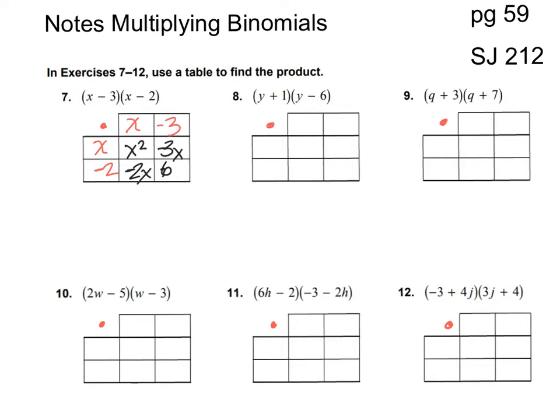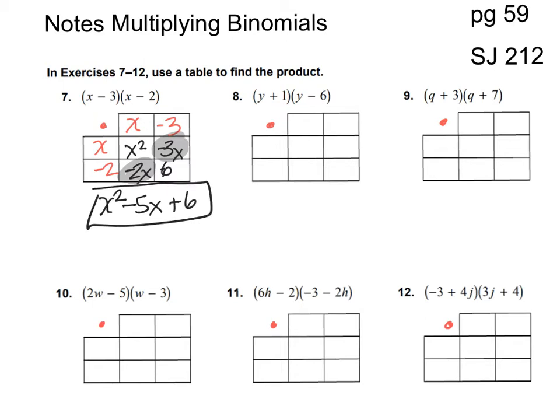Now, to combine like terms, and this is always going to happen on these problems when you do them, this term and this term are going to be my like terms. So, x squared, negative 3x and negative 2x is negative 5x, and that's a positive 6. That's my answer to number 7.